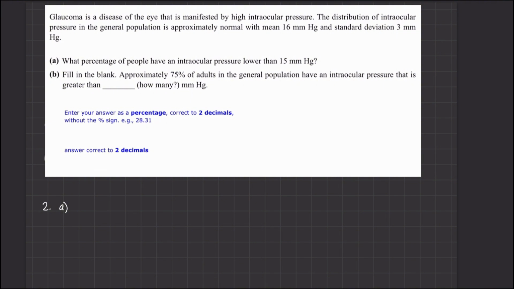Our next question. Glaucoma is a disease of the eye that is manifested by high intraocular pressure. The distribution of intraocular pressure in the general population is approximately normal, with mean 16 and standard deviation 3. What percentage of people have an intraocular pressure lower than 15?